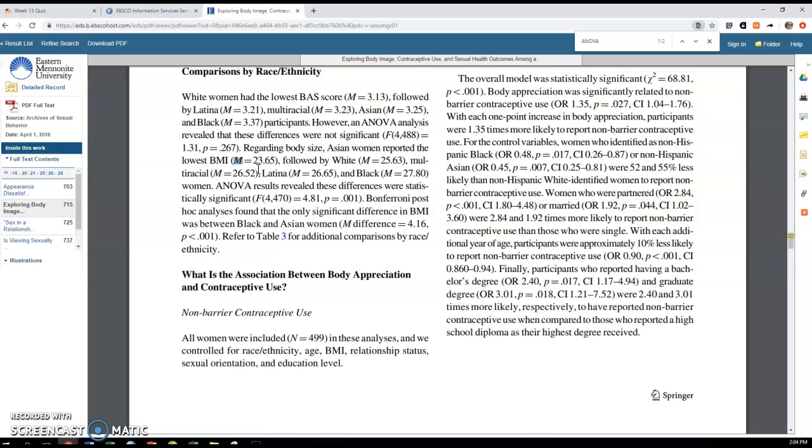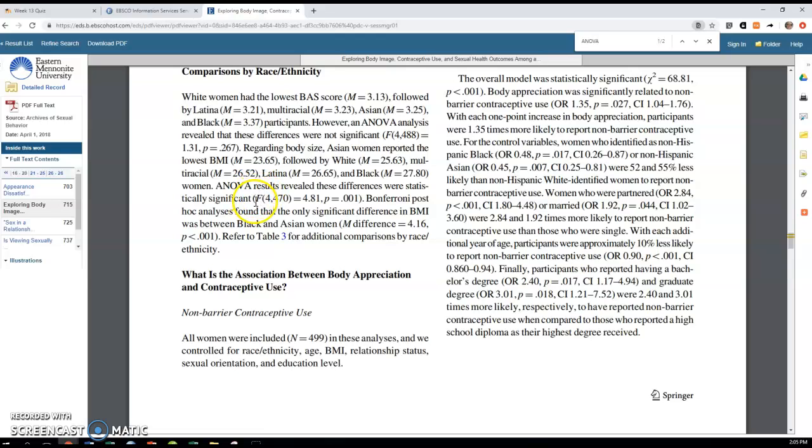What we can't tell by looking at these is whether or not there's significant differences in the population. Do we have enough evidence to believe that there are actual differences by race in BMI in the population? And that's where an ANOVA comes in. An ANOVA tests whether we're just seeing it in the sample or whether we expect it to happen in the population as well. And this is how it's typically reported.